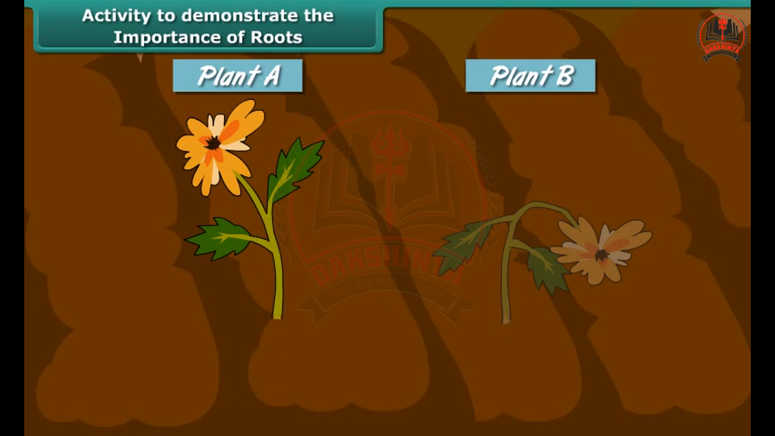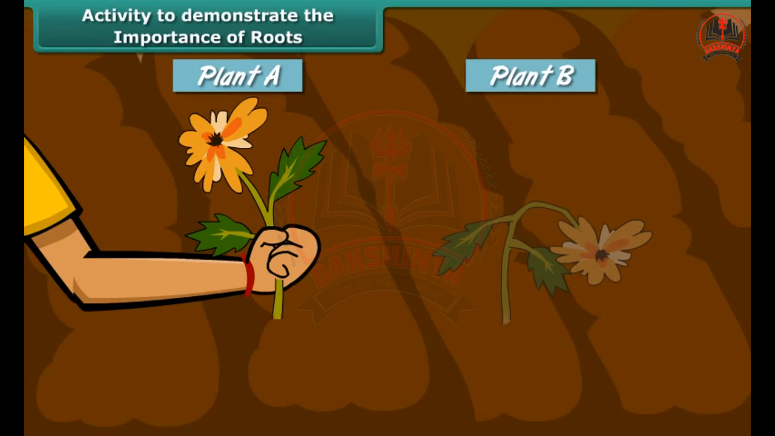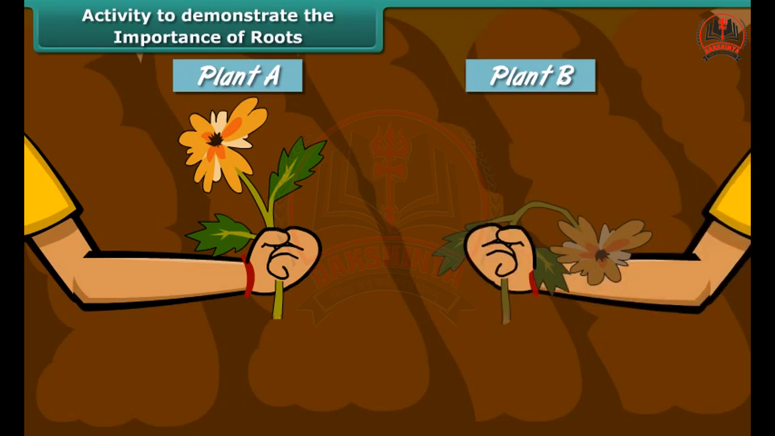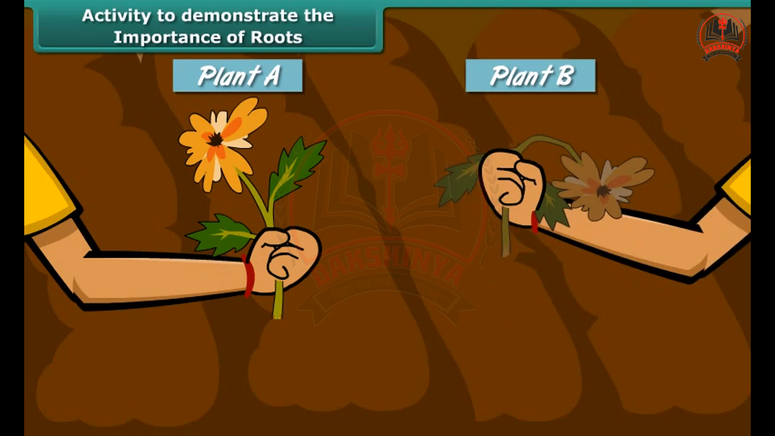the plant. Now try pulling the two plants out from the soil. Plant A is firmly attached to the soil because of its roots, so it is difficult to pull it out. However, plant B, that has no roots, comes out easily. This shows the roots anchor plants firmly in the soil.